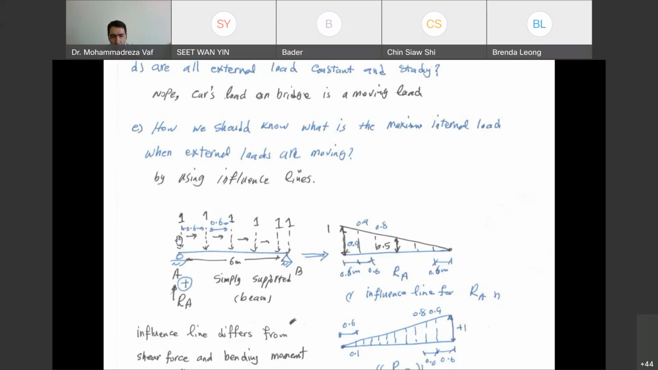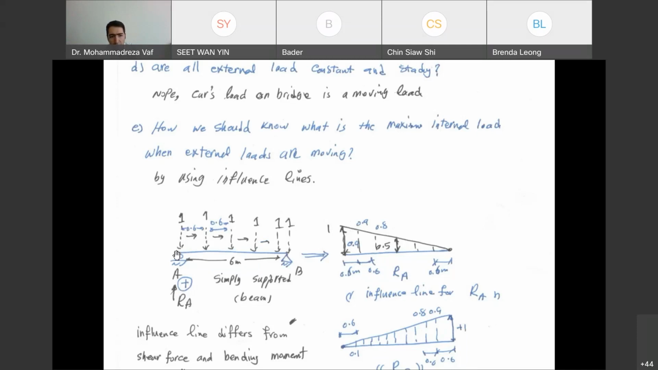So we have a unit load applied at point A, and then we want to see how much RA is. We move this load, let's say 0.6 meter away from point A. We look into the value of RA. We shift it again to another location. We look into the value of RA. We do this until the load reaches point B.